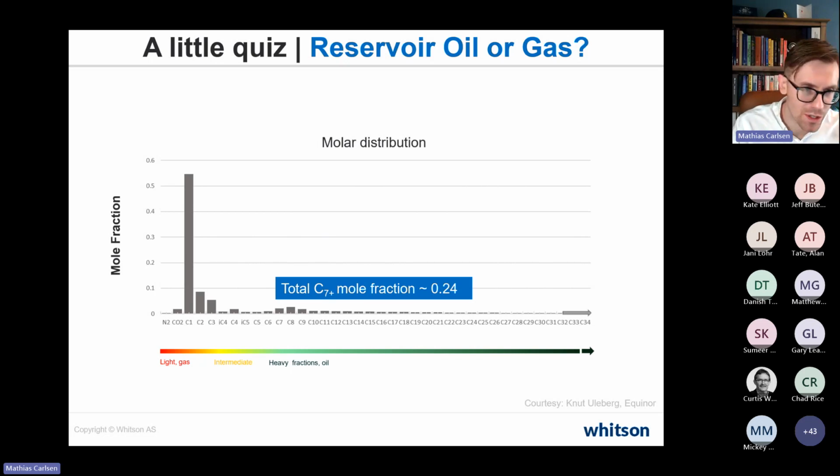I want you to take 30 seconds, look at this composition, where this is a reservoir fluid. A question we many times get here: what is the reservoir temperature? That's a great question, but let's just assume it's a typical reservoir temperature that we're dealing with. So let's say 200 Fahrenheit. And I would like you to guess, is this a reservoir oil or a reservoir gas? You get 30 seconds, and then you need to deliver your answer in the chat, and I'm going to put it up here.